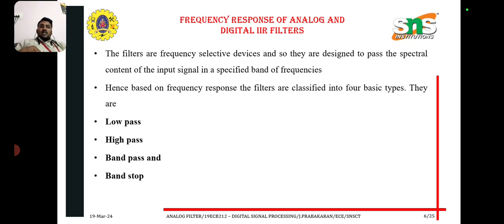Analog filters are frequency selective devices. As we already discussed, a filter is used to reject the unwanted frequency of the input signal and allow the desired frequencies. Based on frequency response, filters are classified into four types: low pass filter, high pass filter, band pass filter and band stop filter.